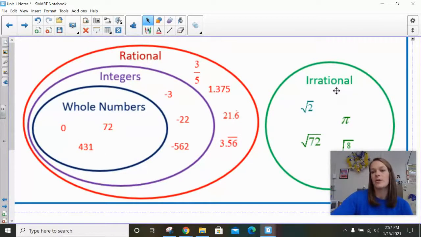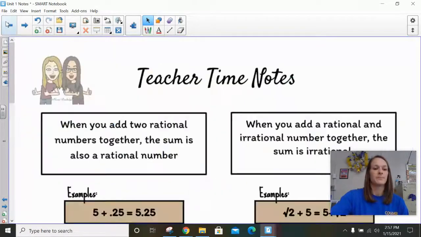Over here you have your irrational numbers. These are numbers that have a non-terminating decimal, meaning it goes on and on and on. For instance, pi is a never-ending number. Square root of 2 would also be a never-ending number, and so is square root of 62. Pretty much if you see a square root and it's not a perfect square, then it's going to be irrational. I'm going to go back to the other slide.